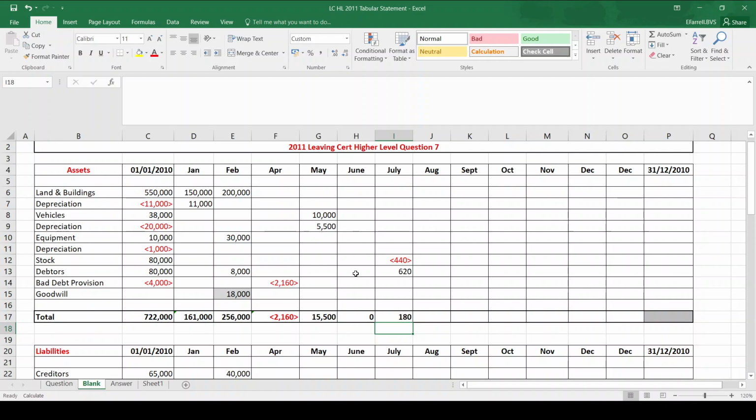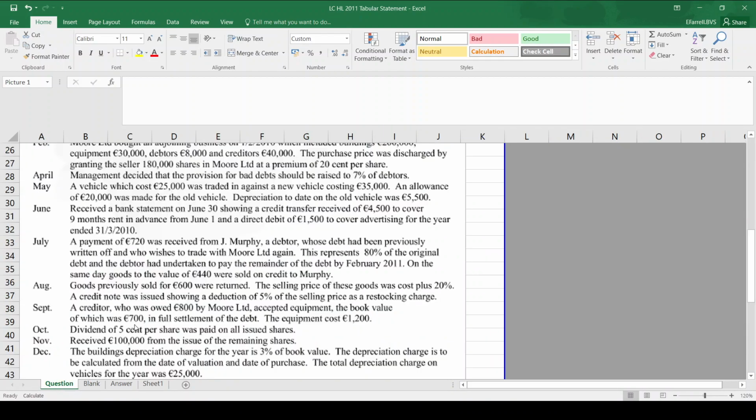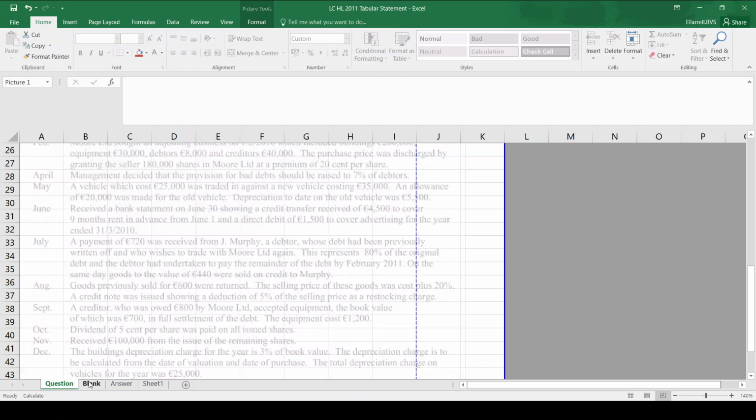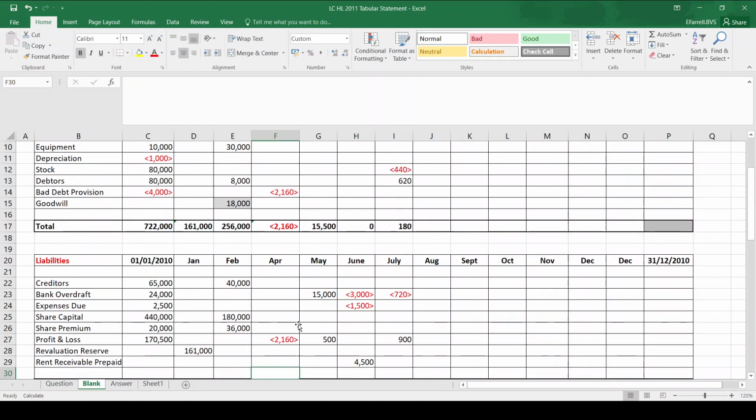The next month is August. So in August, goods previously sold for 600 were returned. The selling price of these goods was cost plus 20%. A credit note was issued showing a deduction of 5% of the selling price as a restocking charge. So again, we'll do a working on this.